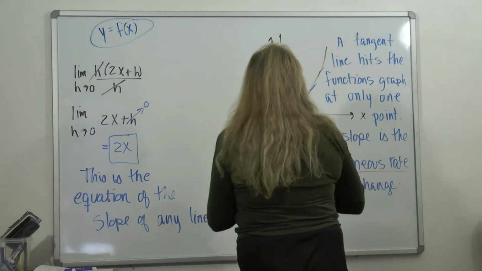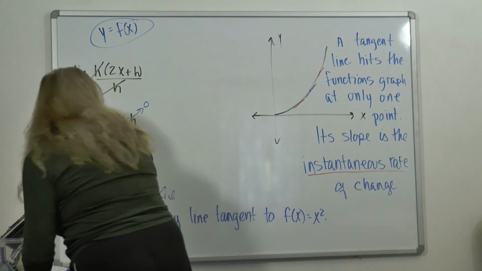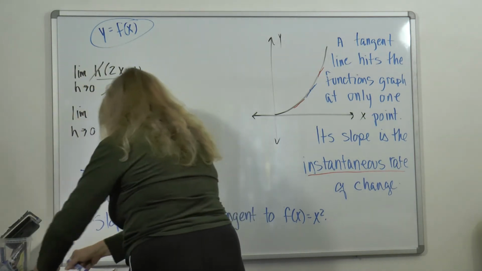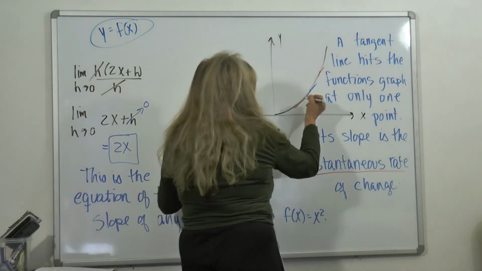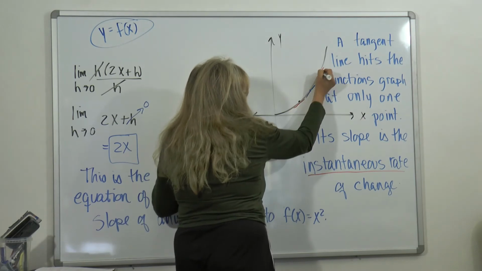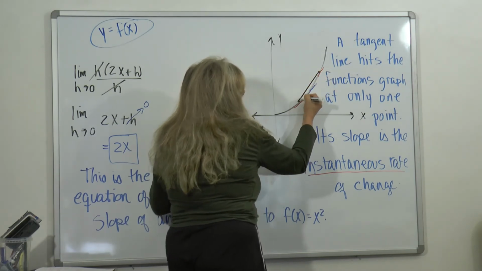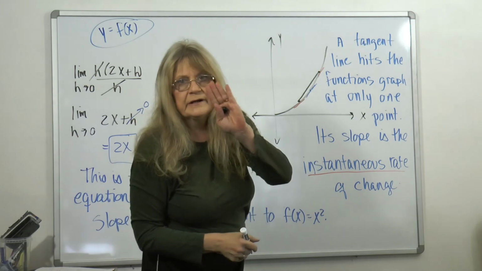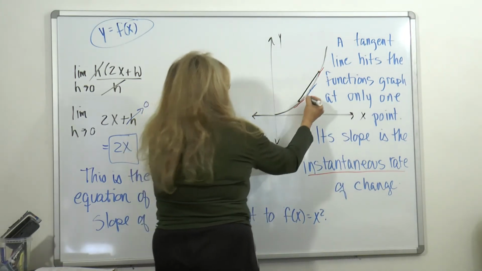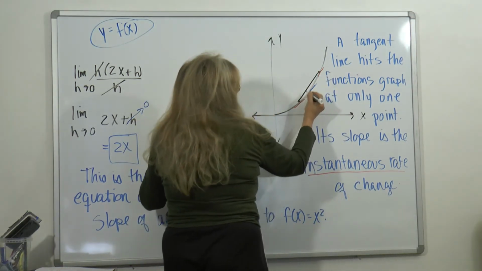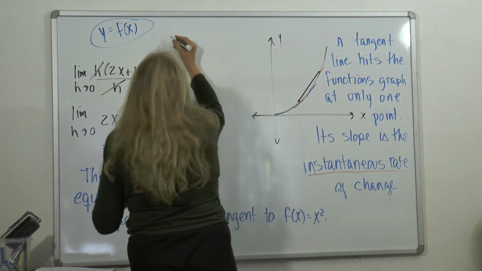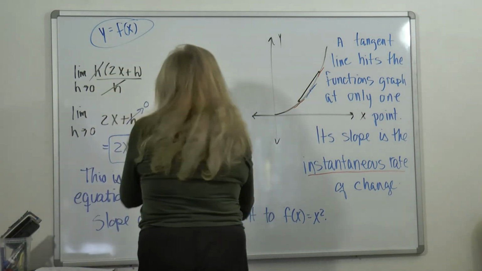That's a tangent line. A secant line would be like from here to here. A secant line is just a regular old straight line, and the slope of a secant line gives us the average rate of change. So let's write down about the secant.